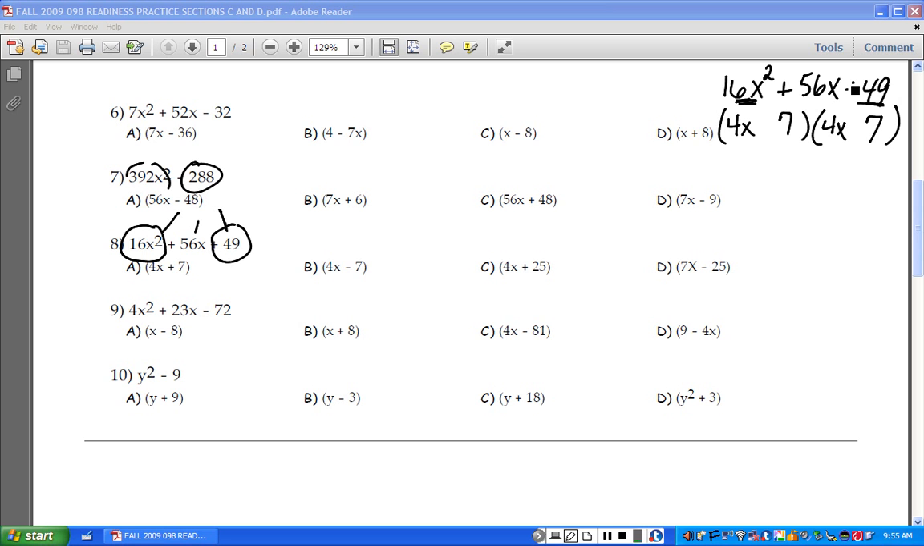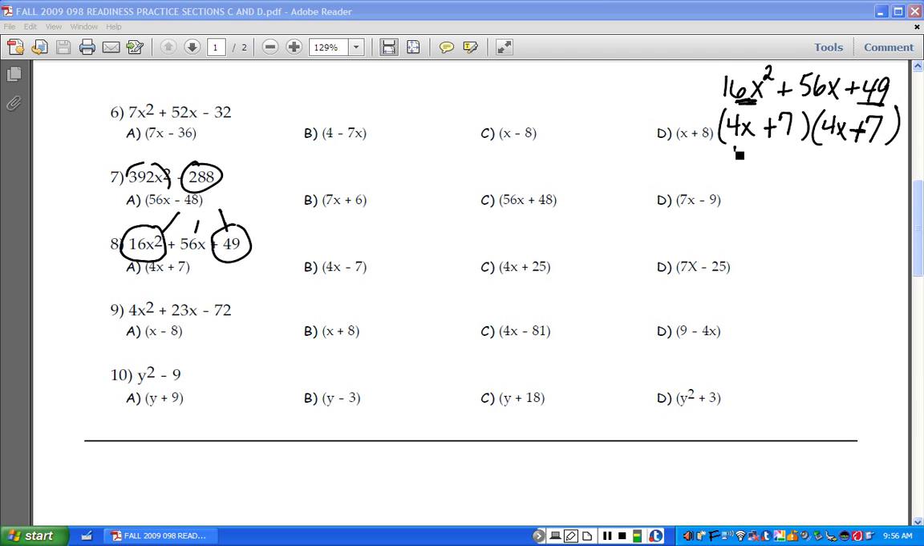Now, because I know it needs to be a positive 49, I know I have to either say positive 7 times positive 7 to get that 49, or a negative 7 times a negative 7 to get that 49. But the fact that this middle term, this 56x, is positive, that tells me I want to make these plus signs here as opposed to minus signs.